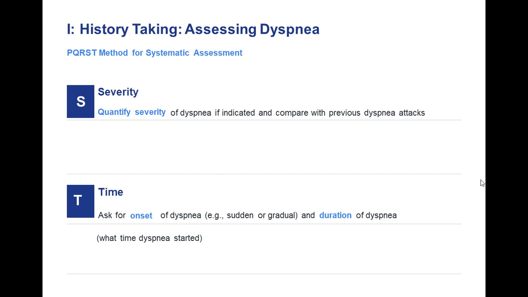Finally, T is for time. This is crucial for distinguishing acute versus chronic problems. Determine the onset. Was the dyspnea sudden or gradual? For example, a sudden onset suggests pulmonary embolism or pneumothorax, while gradual onset might point to heart failure exacerbation or a progressing infection. Also, note the specific duration of the current episode. The total time spent in acute respiratory distress is a key indicator of patient exhaustion.